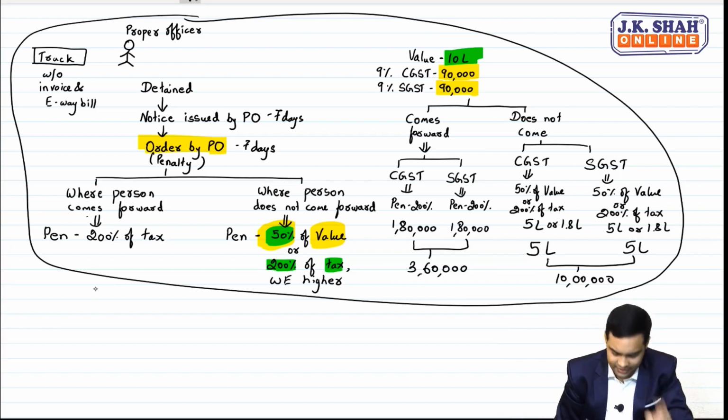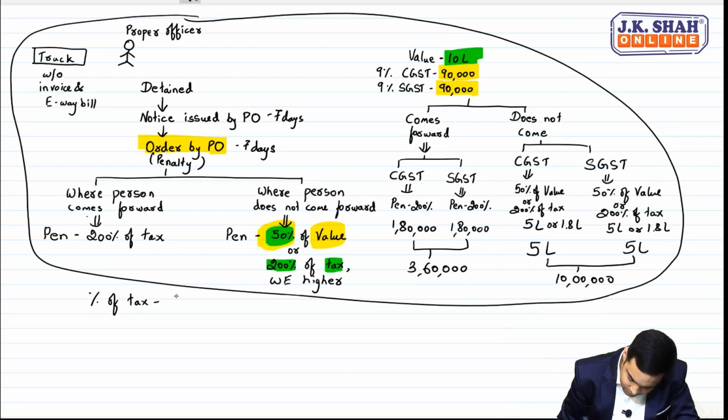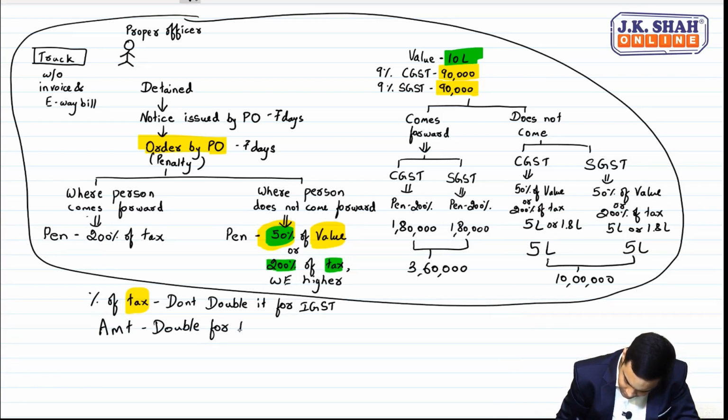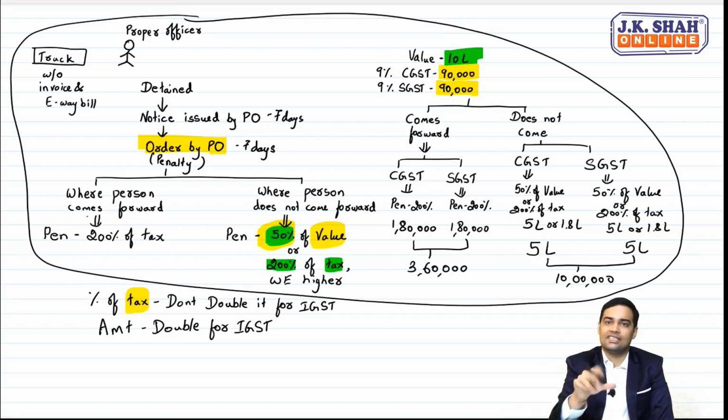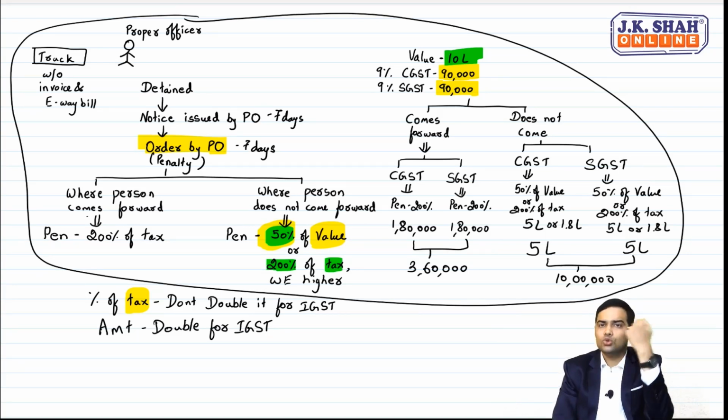But I'll give you one small thing. Whenever it is a percentage of tax, don't double it for IGST. Whenever it's an amount, double it for IGST. Like, this was an amount, sir. 50% of value was an amount. Yes, 50% of value is an amount, because it's not tax. It will not double by itself in IGST. Did you understand this? This logic will help you throughout the entire IDT law. Percentage of tax, don't double it for IGST. Amount, double it for IGST. You can pause the video, write this entire thing, then we will read the provision. Really important for exams.